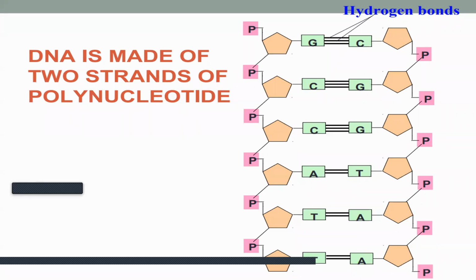which was between the phosphates. Okay, so that was the phosphodiester bond. And which is the bond between the nitrogenous bases? It is the hydrogen bond. So you have to remember that these 2 bonds are different.